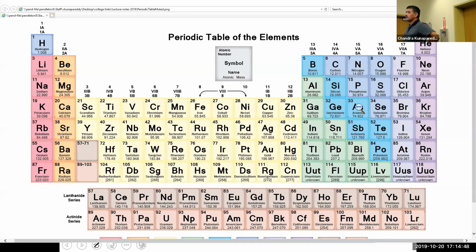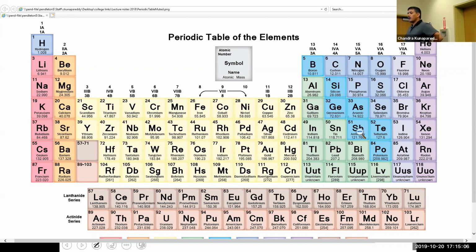So we have an electronic configuration of one completely filled, 3 electrons, 1, 2, 3, 4, 5. Okay, we are talking about an example between antimony and tellurium.